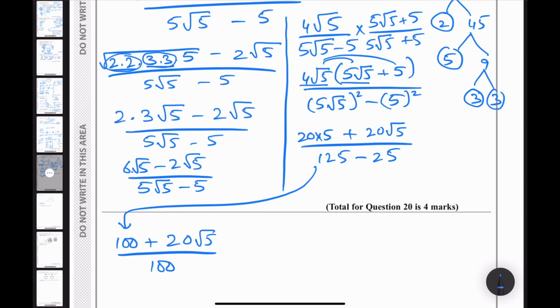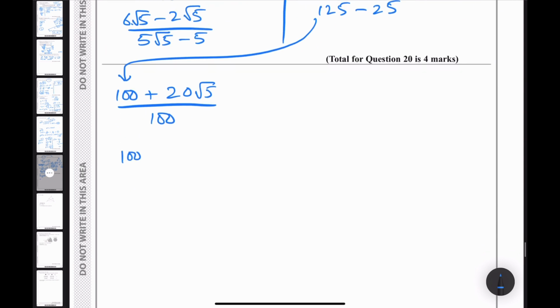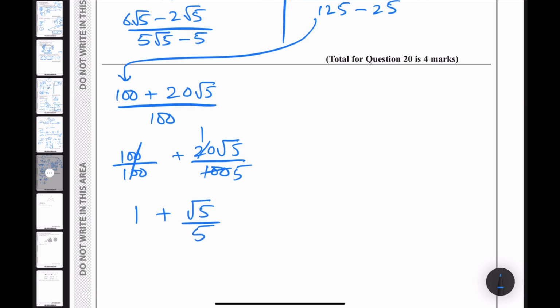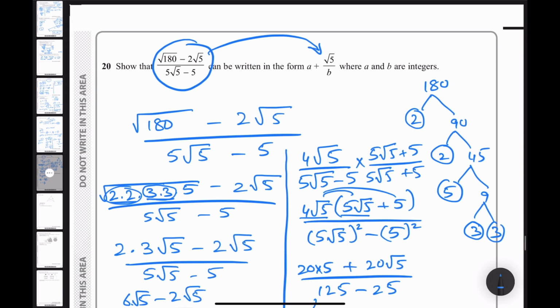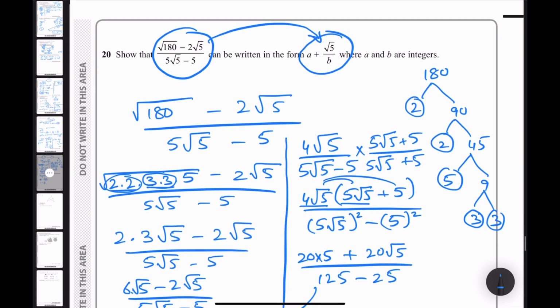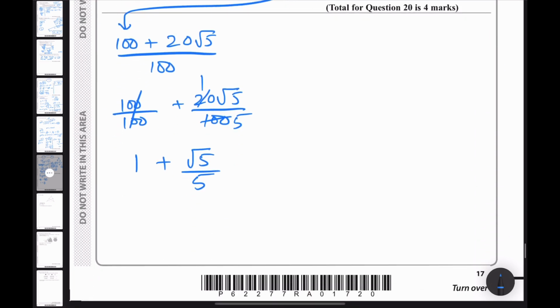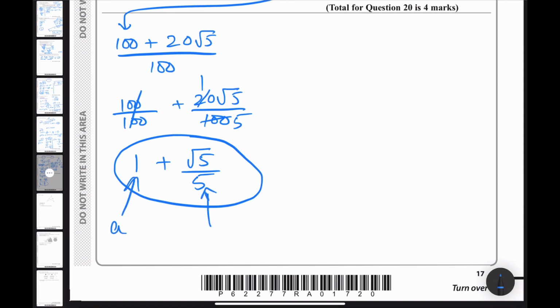So it can be written as 100 divided by 100 plus 20 square root of 5 divided by 100. This will get cancelled, so it will be 1 plus square root of 5 over 5. So you see, we got our expression. A plus square root of 5 over b is this, 1 plus square root of 5 over 5. So in this case, this 1 is our a, this 5 is our b. Okay, so that's the final answer.